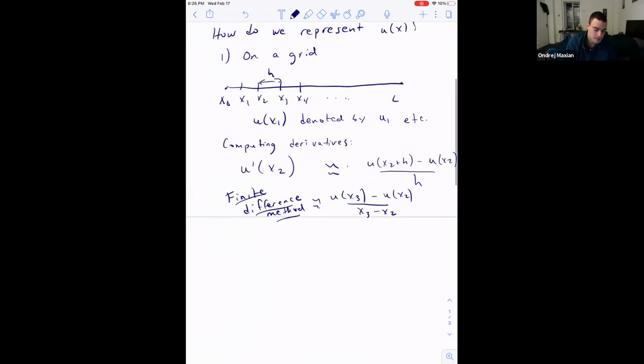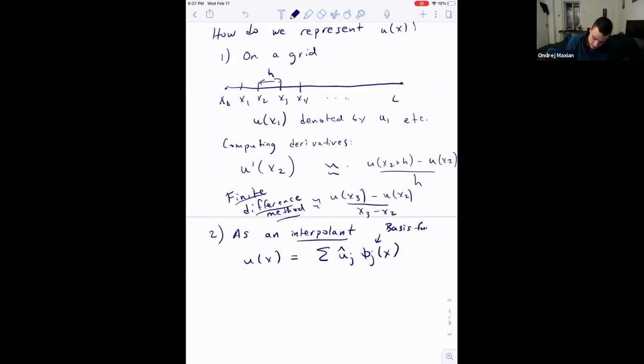So now, there's another way though. The other way is to take advantage of the periodicity of the domain. So another way is to represent the function as an interpolant. In the first way, we represent the function on the grid, values on the grid. In the second way, we approximate u of x as a sum of some basis functions, with these coefficients you have.